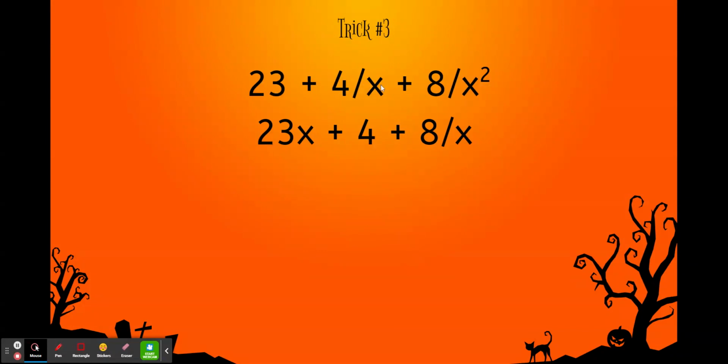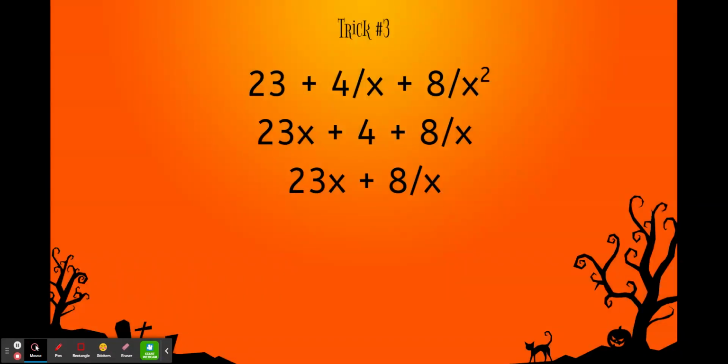So we multiply each part by x, giving us 23x plus 4. 4 divided by x times x gives us 4. And then 8 divided by x squared, when we multiply that by x, is just going to give us 8 divided by x, because the x that we're multiplying by will cancel out one of these x's we're dividing by.